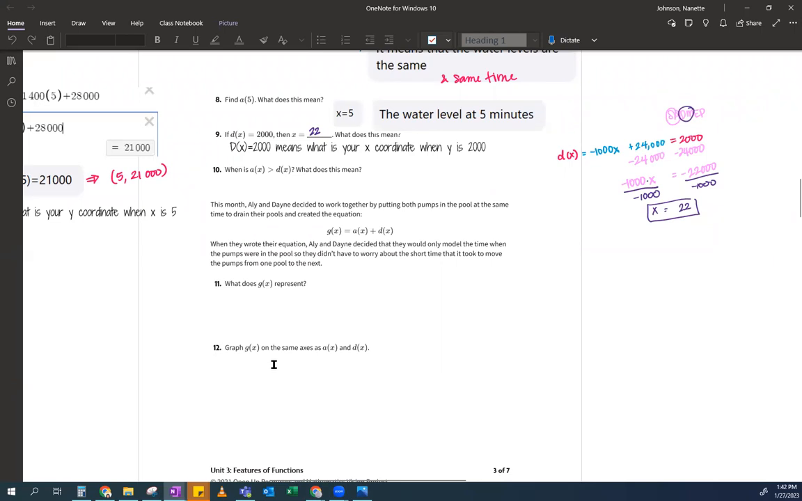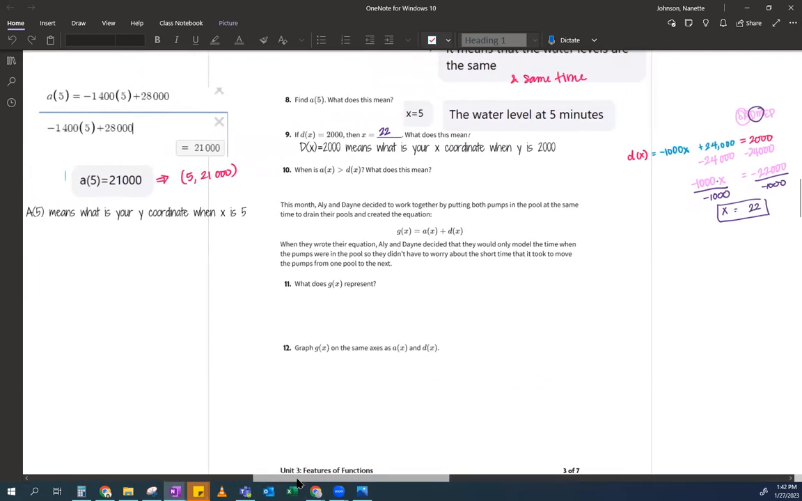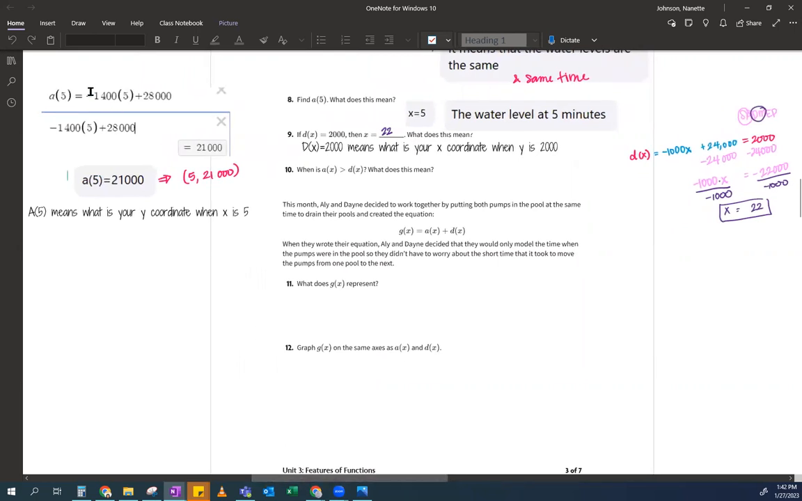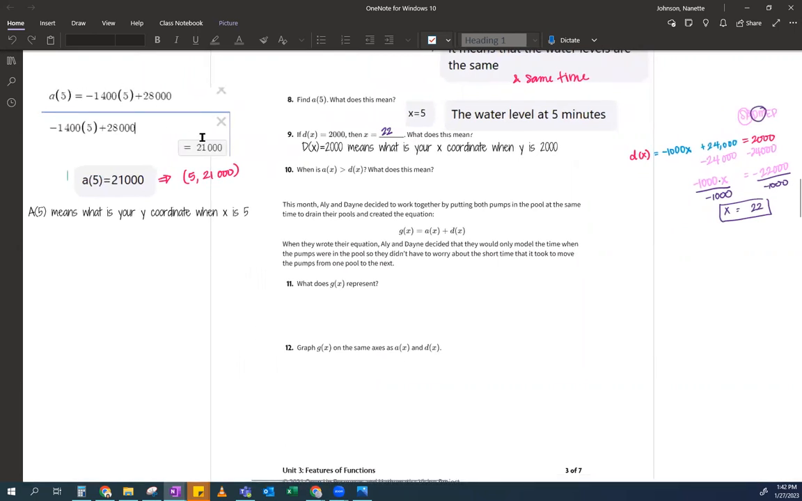So it says graph on the same axis, A of X plus D of X. So what does this mean, Ms. Johnson? You want me to take both of those and add them together? Exactly. That's what it says to do. Do you guys all see how it says add that together? This is the first time you guys have actually ever added two functions together. You've done it before, but we've never said, add these two functions together. So I'm going to take A of X, which is this guy right here without the 5.